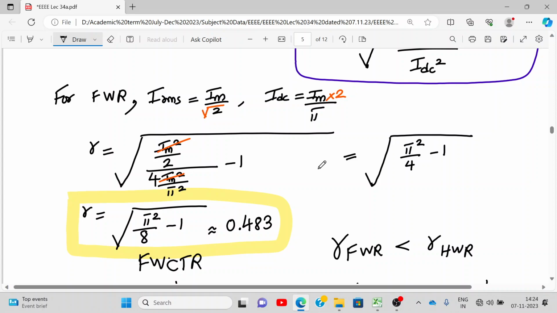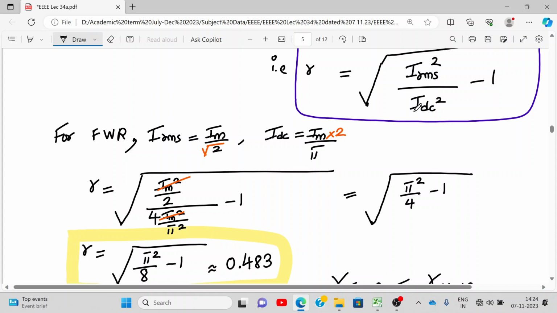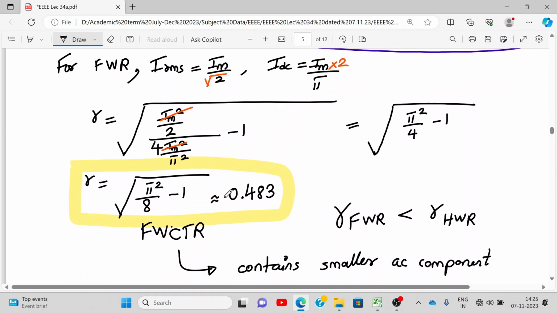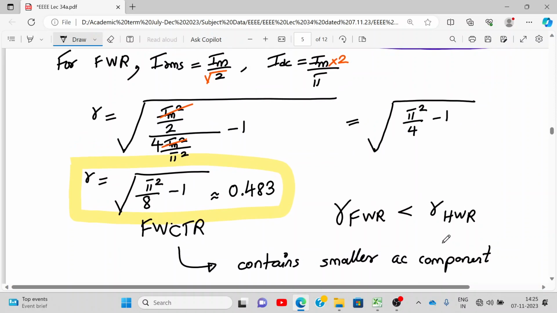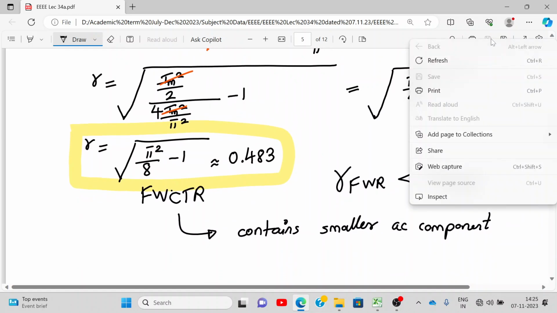Full wave center tap rectifier. You have to just substitute the value of IRMS and IDC. You will get the answer as square root of pi square upon 8 minus 1. Someone please check if it is 0.483. Yeah, good. So what it means is that the full wave center tap rectifier contains a smaller AC component at the output compared to a half wave rectifier. So the half wave rectifier is not practically used. The full wave rectifier is used. Okay, done?